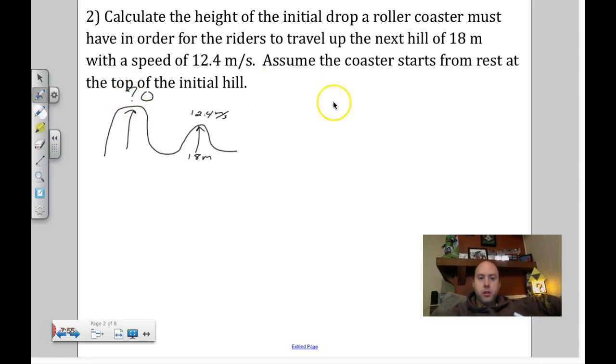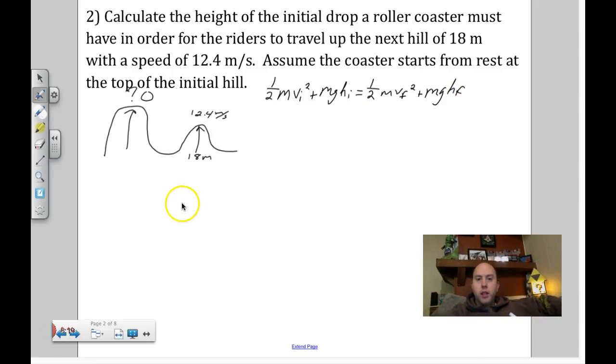If that's the case, let's write my equation. 1/2 times mass times the initial velocity squared plus mass times gravity times the initial height equals 1/2 mass times final velocity squared plus mass times gravity times final height. All right, let's see if there are any zeros. There is. We kind of talked about it already. It says you started from rest, so that means this whole thing right here is 0. Yay.